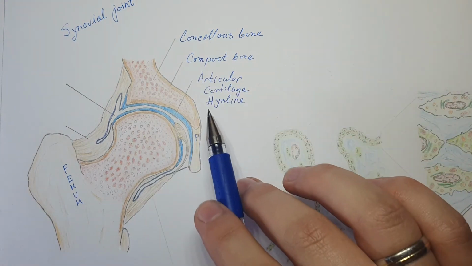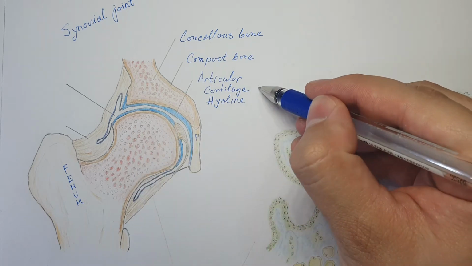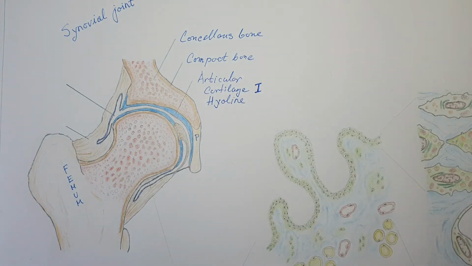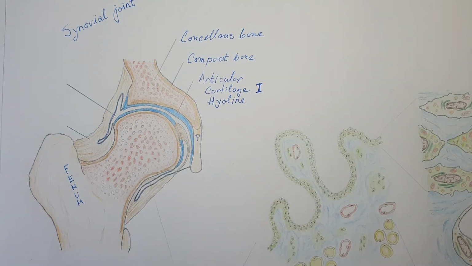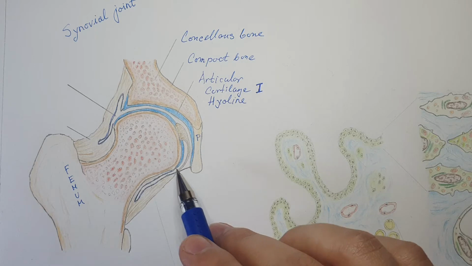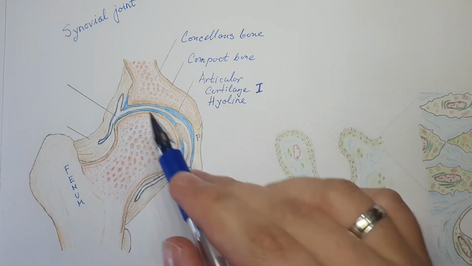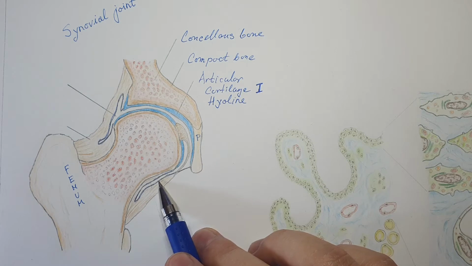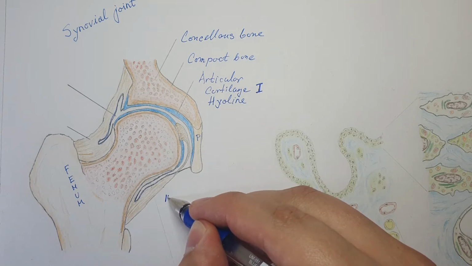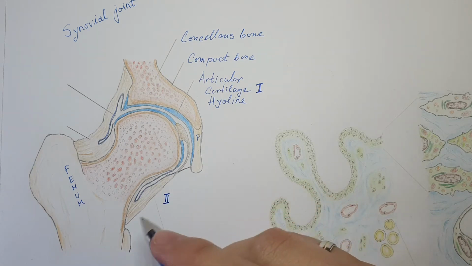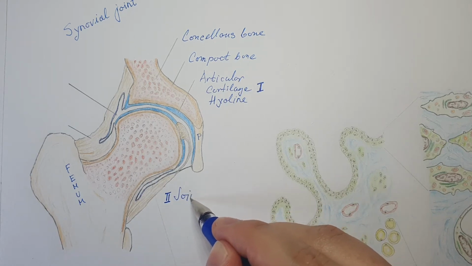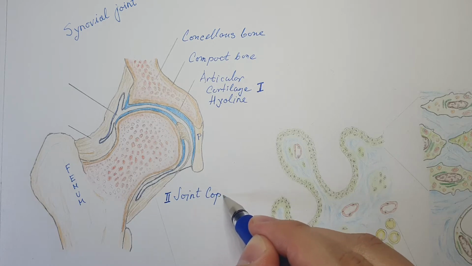The first important thing in the general structure is obviously this hyaline cartilage. The second important structure is the joint capsule. This thin blue layer is representing the joint capsule. The joint capsule is a structure that envelops the synovial joint. So this is the second important element that is similar in all synovial joints.